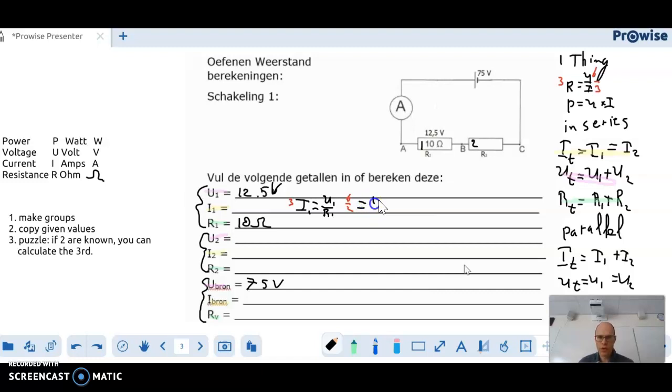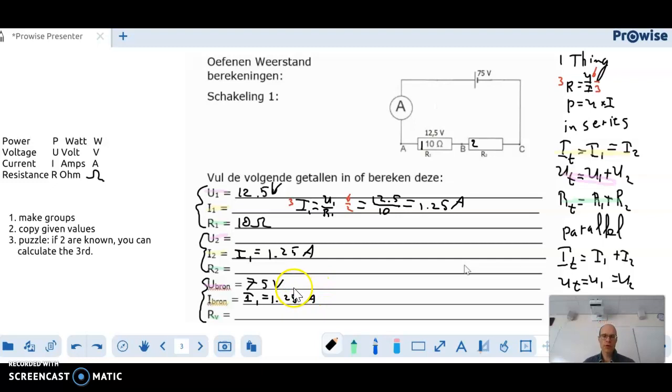Well, we have 12.5, and we have 10. 12.5 divided by 10 is, of course, 1.25. And then the units, I is in amps, a capital A. And then we do the same over here. The current is the same because the rule with the current is that the current is always the same. So I2 is I1, which is 1.25 A. I source is I1, which is 1.25 A.